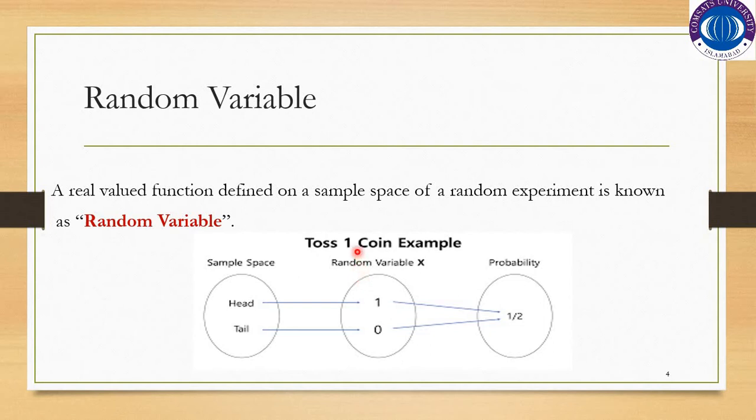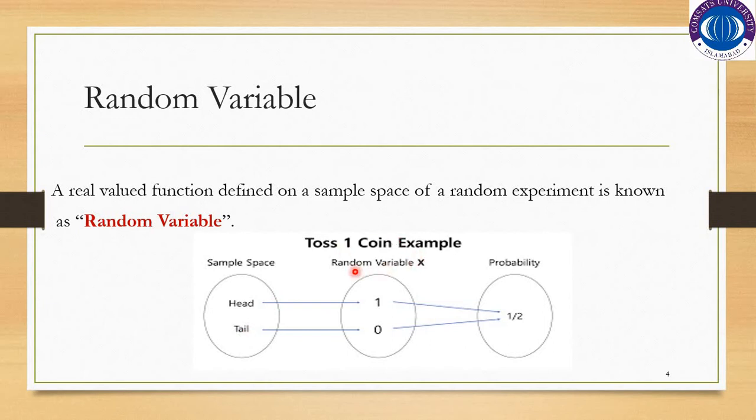If we toss a coin, this is a random experiment. That is, the experiment is performed any number of times under uniform conditions and we have more than one possible outcome, like head and tail, and the outcome is unpredictable. When we toss a coin, we don't know either the head will occur or the tail will occur. So the sample space would be head and tail.